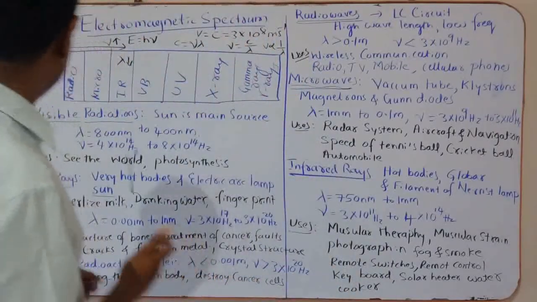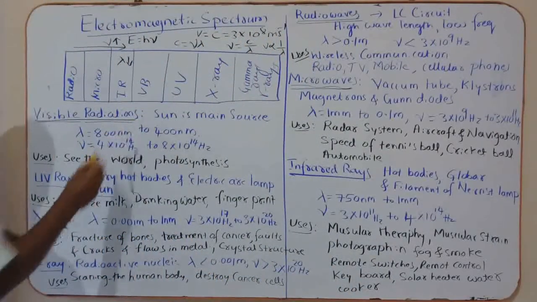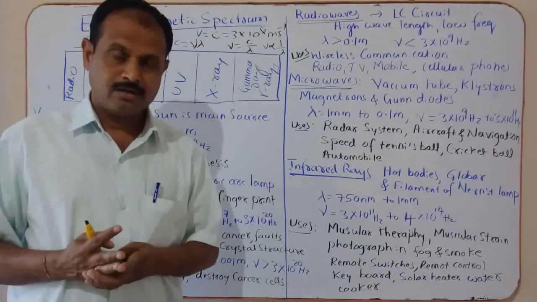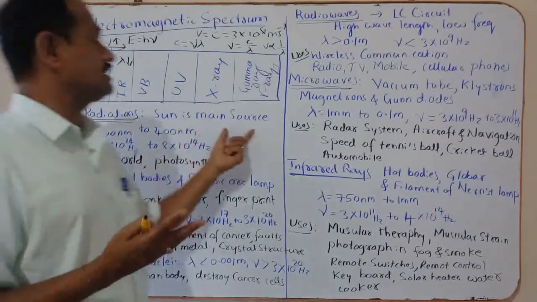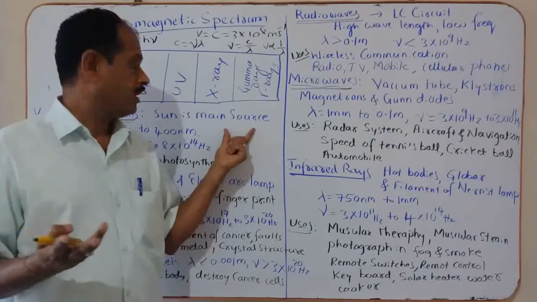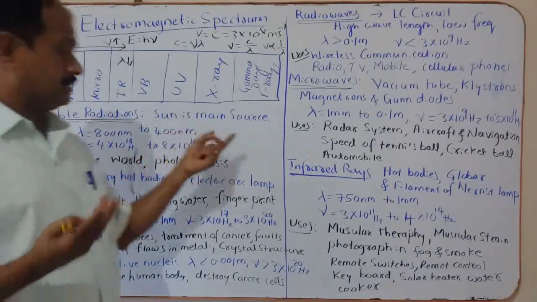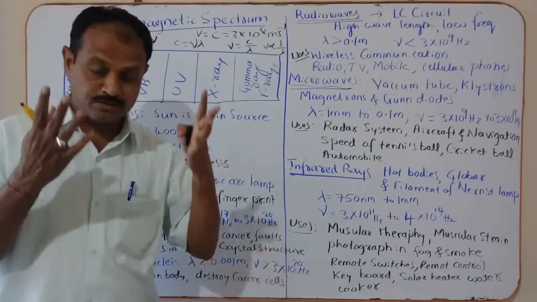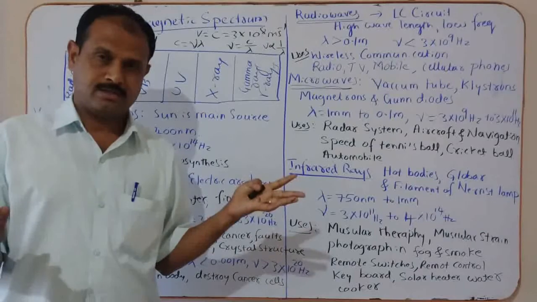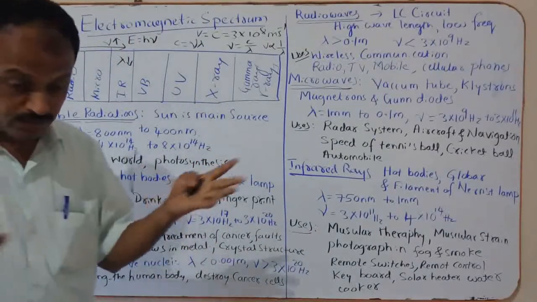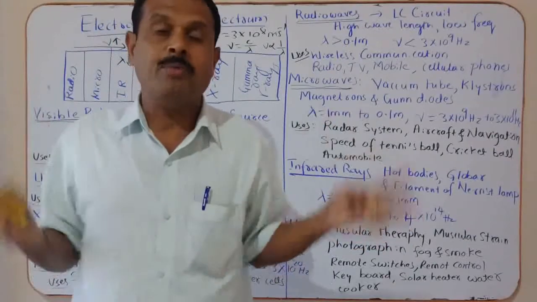Okay. Now, visible radiation. It is the most familiar electromagnetic radiation. The Sun is the main source of visible rays. Visible light is used to view objects, or the world. What do we use it for? You see the world, you see the object.